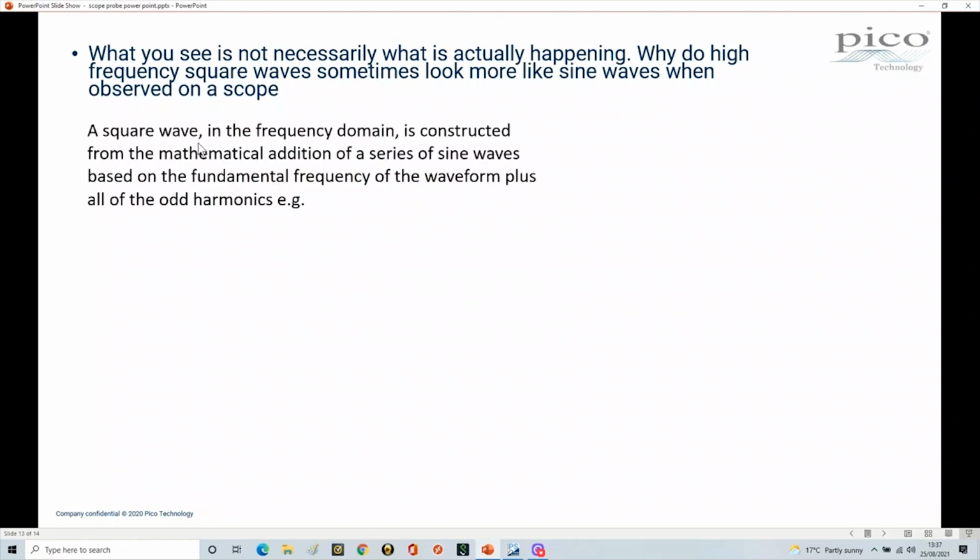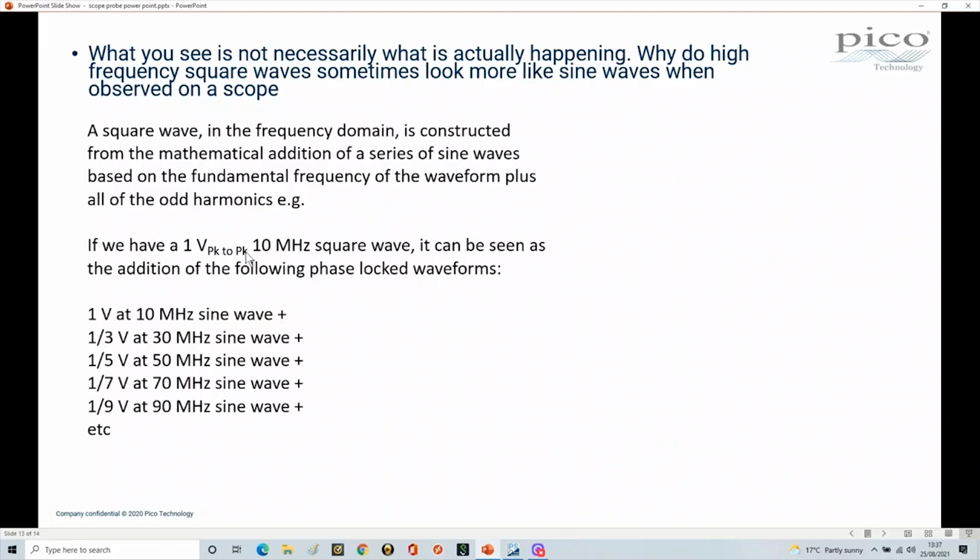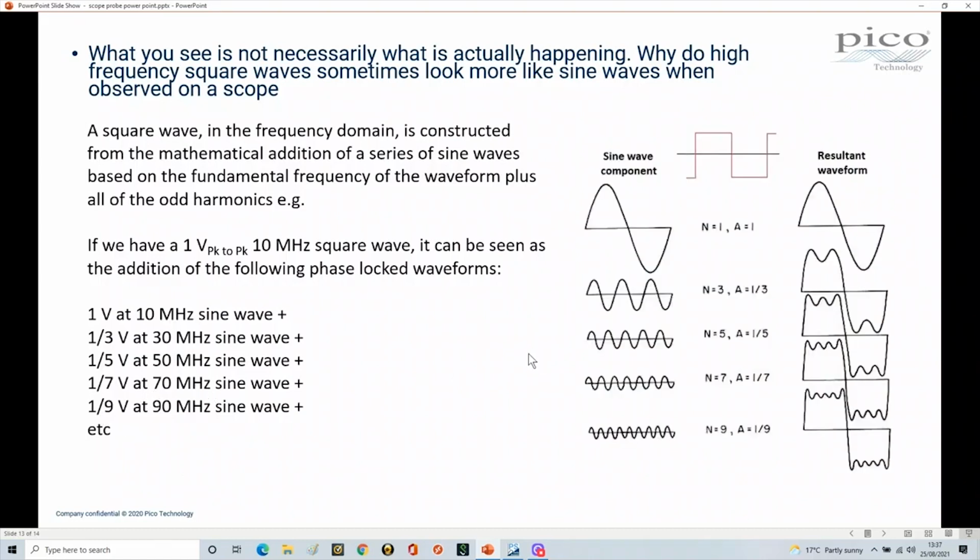A square wave in the frequency domain is constructed from the mathematical addition of a series of sine waves based on the fundamental and all the odd harmonics. So if we have a 1 volt peak to peak 10 megahertz square wave, you get the addition of all the phase locked waveforms of the odd harmonics. We've got the 1 volt at 10 megahertz as our fundamental, then 1/3 at 30 megahertz, 1/5 at 50 megahertz, 1/7 at 70 megahertz, etc. And what that looks like is this.